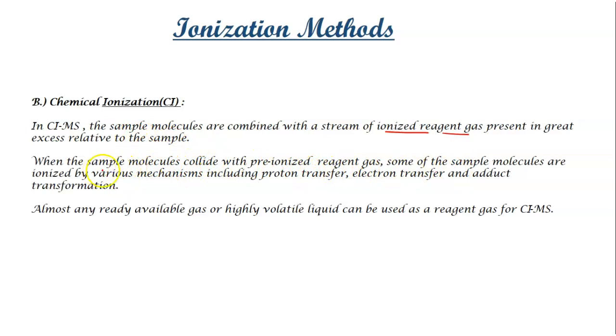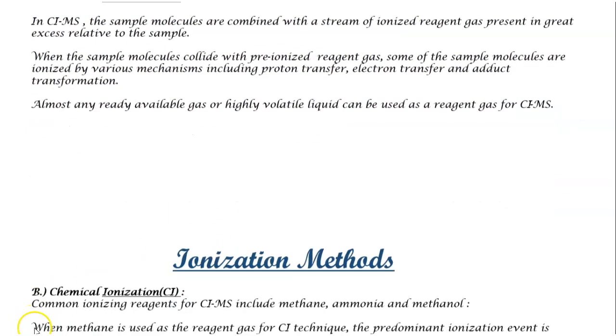So what is happening when the sample molecule collides with the pre-ionized reagent gas? Some of the sample molecules are ionized by various mechanisms, including proton transfer, electron transfer, and adduct formation. These three mechanisms will be seen in the next slides. Almost any readily available gas or highly volatile liquid can be used as a reagent gas, and specifically we are going to talk about methane, ammonia, and then isobutane. We'll be taking these three as examples.